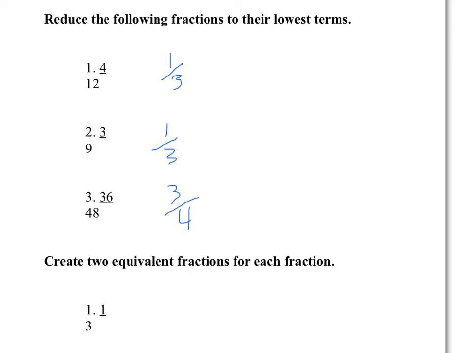Question 1, 4 over 12. By the way, I apologize for the numbers being slightly askew. When I imported them in, I didn't like it that much. But on your test it says 4 over 12 is equal to 1/3. 3 over 9 is equal to 1/3. 4 over 12 and 3 over 9 are also equivalent fractions. 36 over 48 reduces down to 3 over 4.